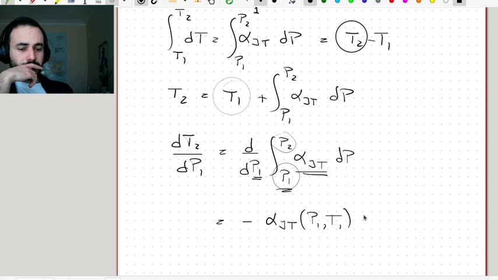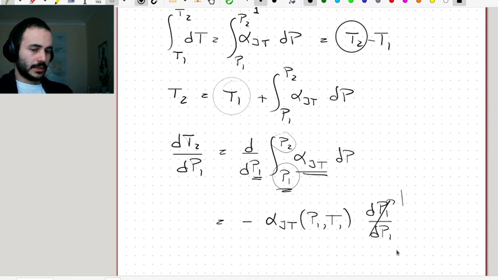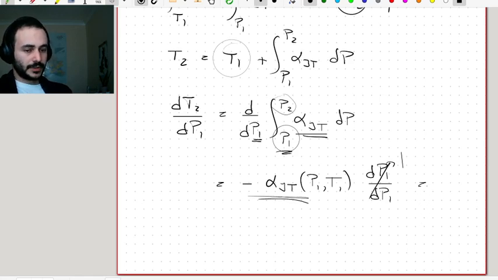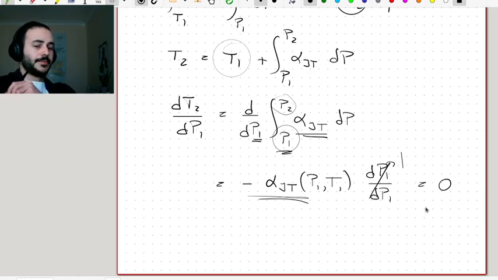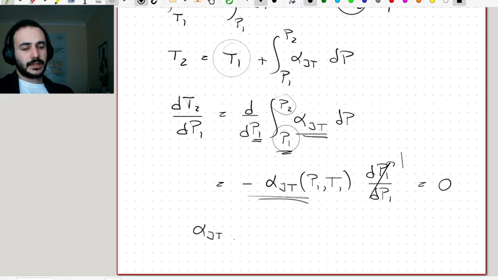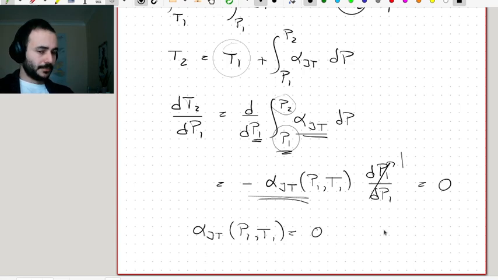And here I have to put the derivative of the lower limit of integration, P1, with respect to P1, which is 1. Okay, that's what I'm left with. So it's minus alpha_JT. And as I say, I want to impose the extremum condition. So I want to know for which values this thing has an extremum. What I'm saying is that alpha_JT evaluated at P1, T1 has to be equal to 0 if I want to make sure that T2 is as low as it can possibly be. Because that is where T2 has an extremum with respect to P1.